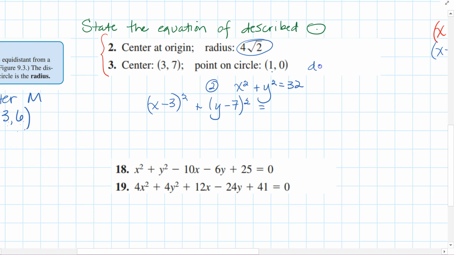So I'm going to use a distance formula. So the distance between 3 and 1, of course, is 2, correct? And I'm going to square it. And the difference between those two y's is 7, and I'm going to square that. So I get 4 plus 49, which is 53. The square root of 53 is the distance, but careful, you have to put r squared, so you just put down 53. So that is how you state the equation of the described circle.